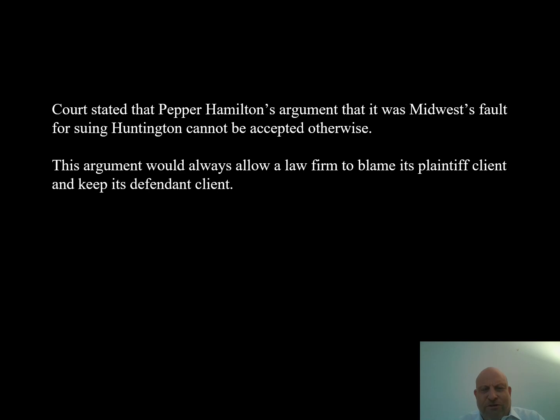And then the court addressed another argument by Pepper that, it's not our fault. Midwest sued Huntington, so it's their fault. They created the conflict. And so the judge knocks that out. It basically says if we're going to allow a law firm to blame the plaintiff client, we'd always have to allow a law firm to keep the defendant client and dump the plaintiff client if we're going to cast blame like that. So that's not going to work.